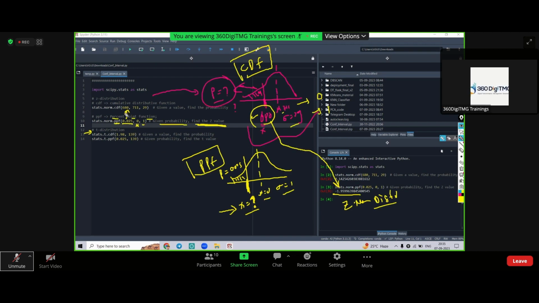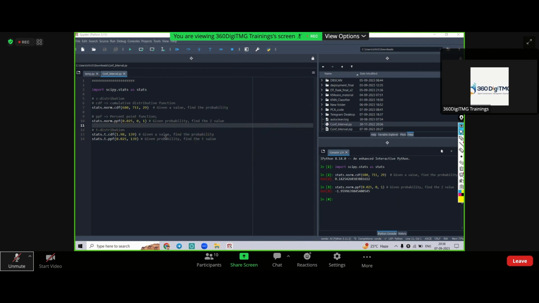Now on a similar scale, I will calculate t distribution. For t distribution, given a value, find out the probability, or given a probability, find out the t value. That is the t student table, or t distribution when sigma is unknown. So let me run this. What is this 139? Anyone remember? What is 139?